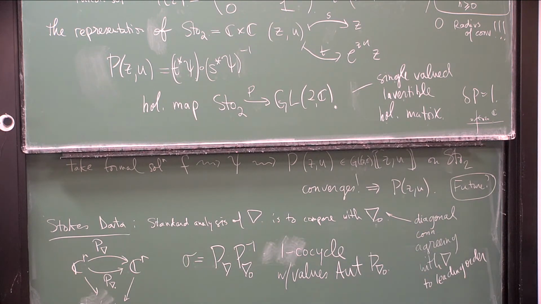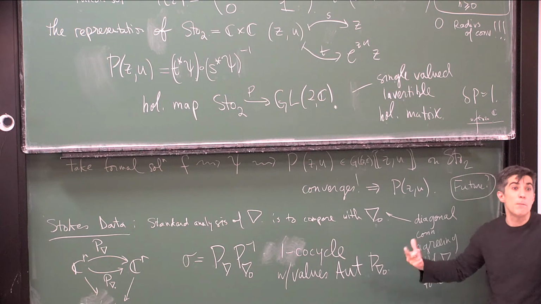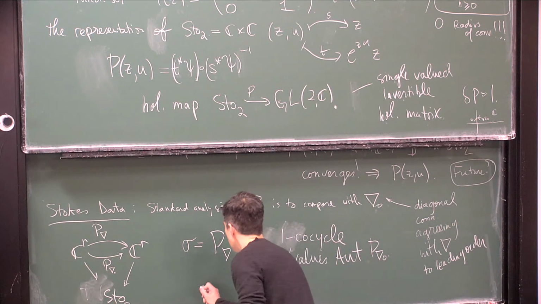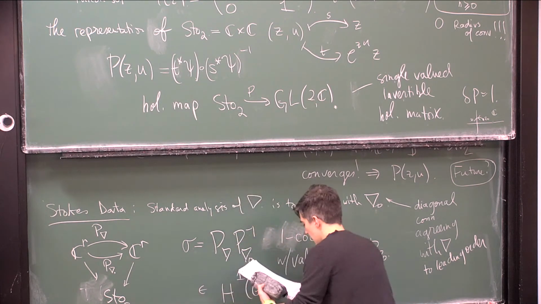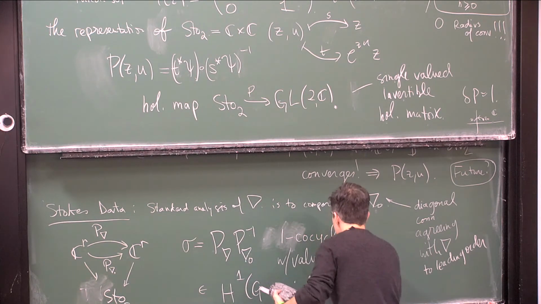Okay, this is a general fact. Whenever you have two representations of anything, you can take the quotient and you can describe one of them in terms of a one cocycle with values in the automorphisms of the base point that you decided to choose. So this, okay, this is in H1 of G, with coefficients in automorphisms of P nabla naught.